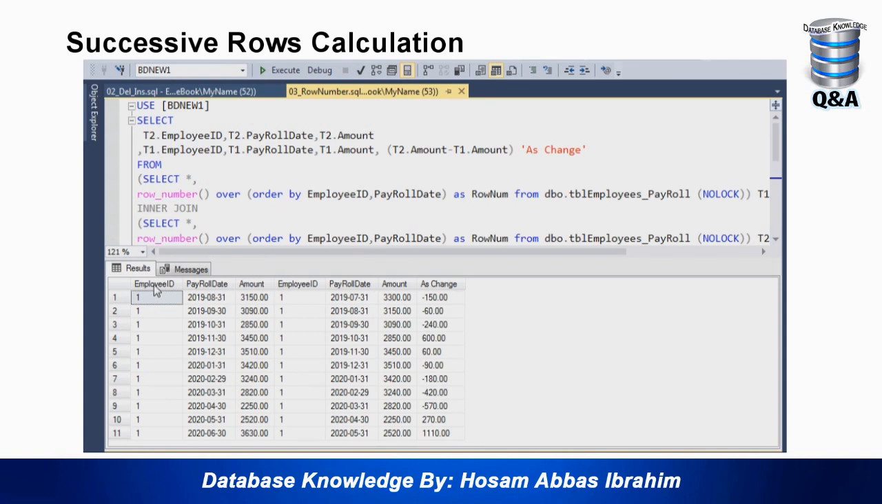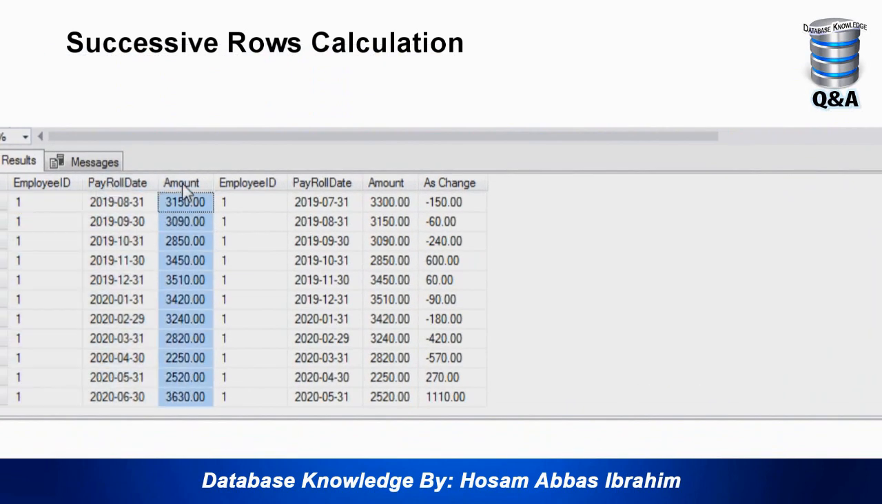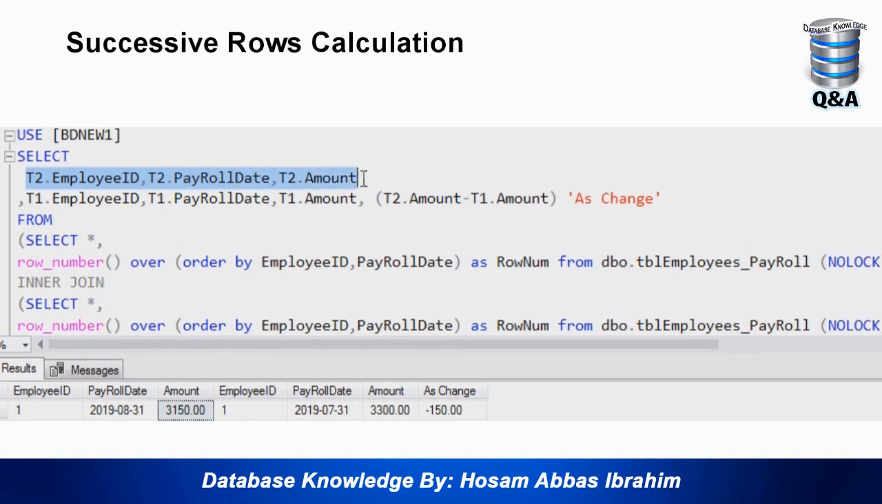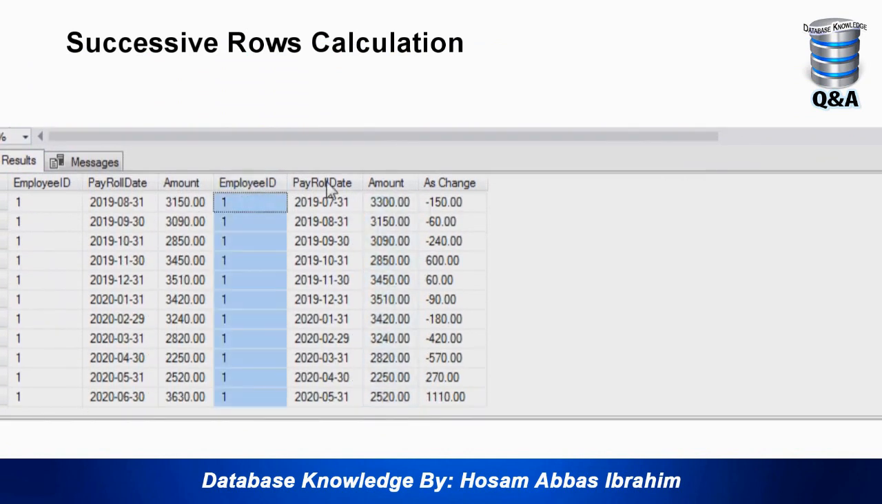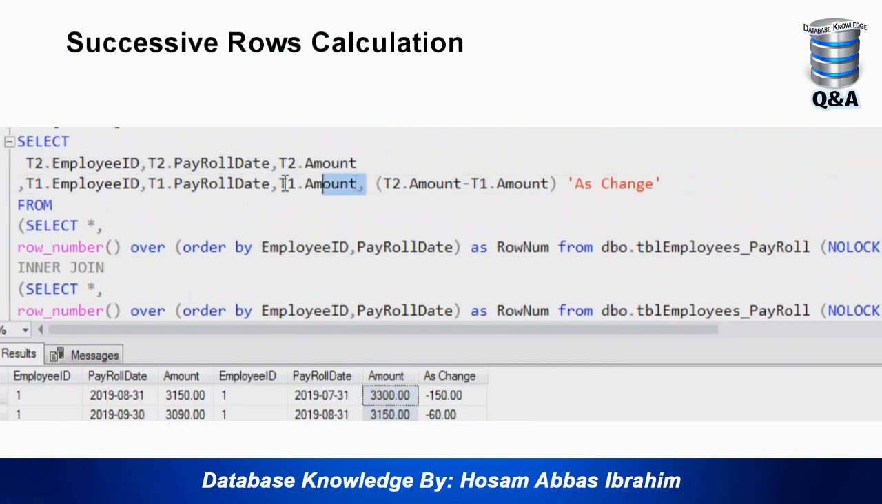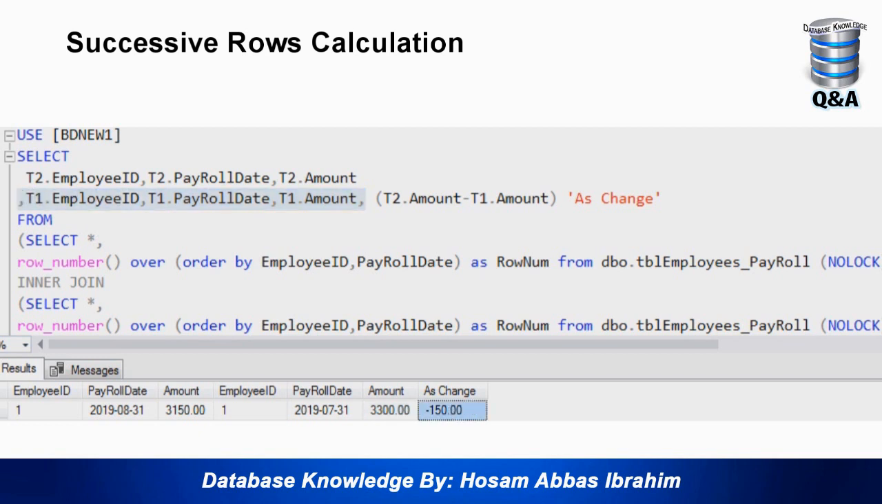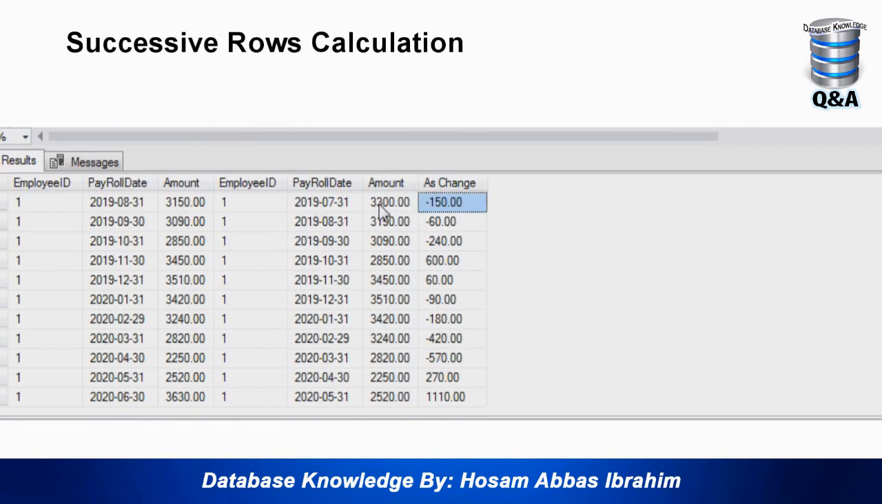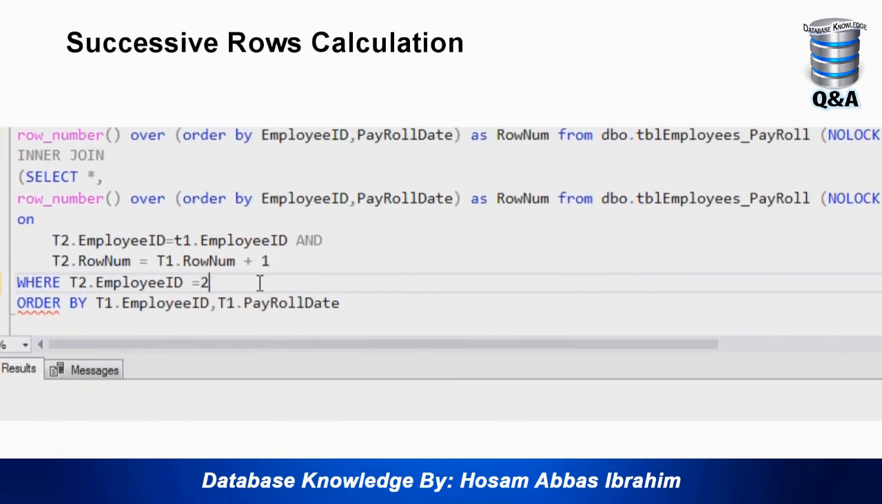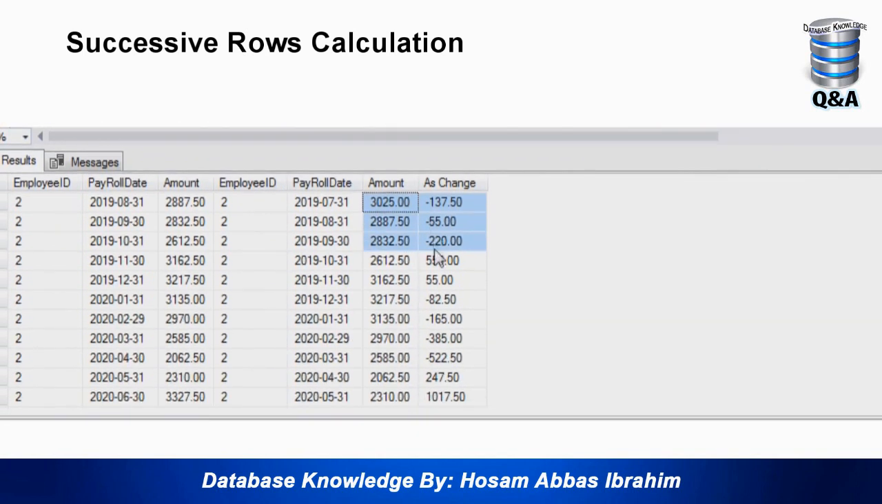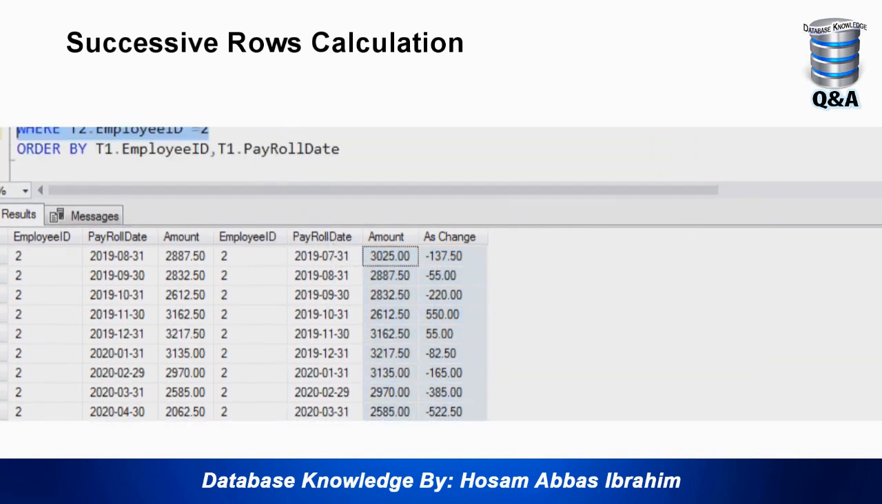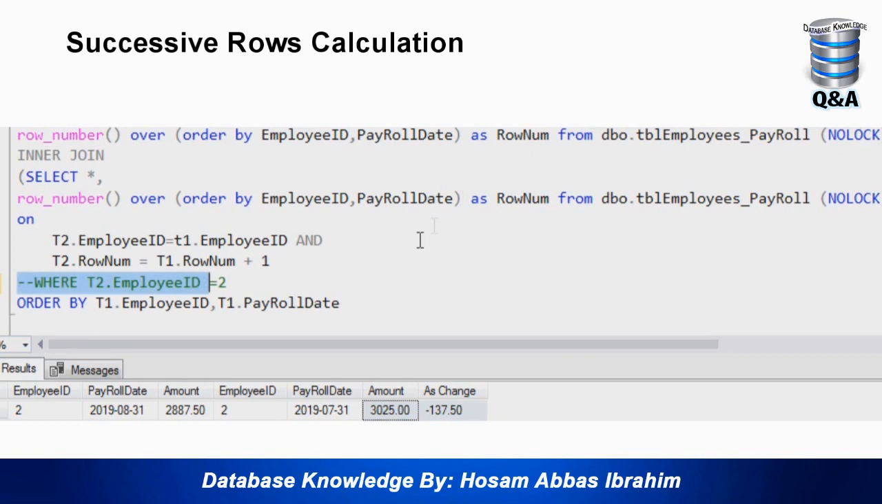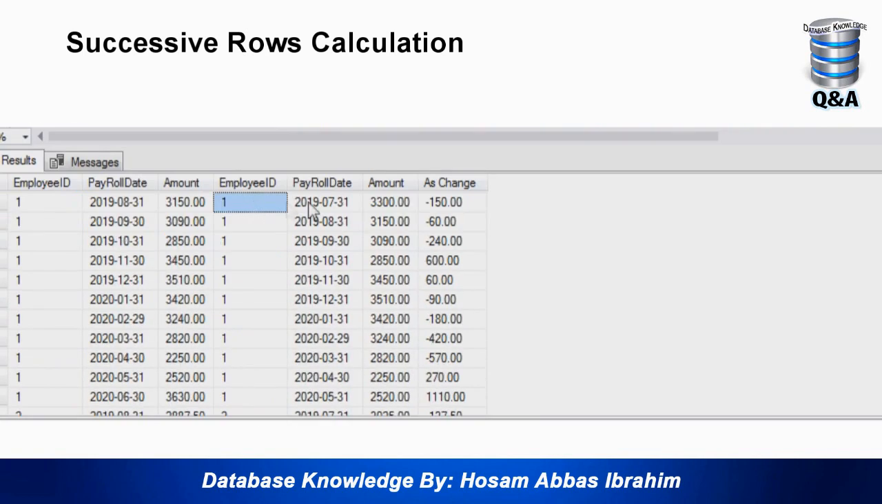Here it is. The first 3 columns came from T2 and the second 3 columns came from T1, and here is the difference. 3150 minus 3300 is minus 150, and the next month same thing, and all the way down. If we change that to employee number 2, the calculation is also made, and we can disable this condition to bring everything for all the employees.